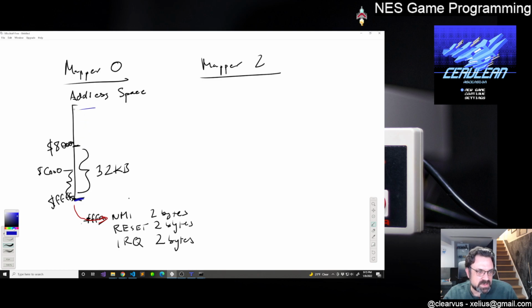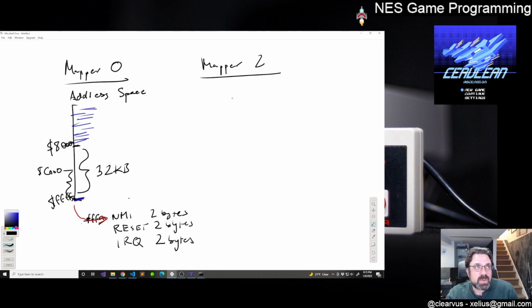This is other stuff here we don't want to talk about right now. This is the area that we're referring to for all this stuff. So with mapper 2, the part that doesn't change is this, right? The last 3 words, or the last 6 bytes, have to refer to addresses for the NMI, the reset, and the IRQ. The reset being the most important one right now, because the reset determines where the code goes when the code starts, when the CPU starts.